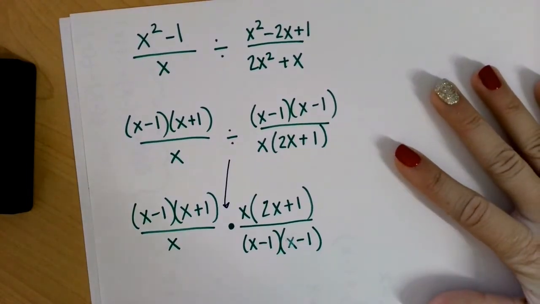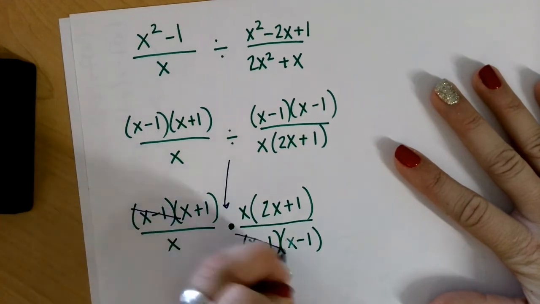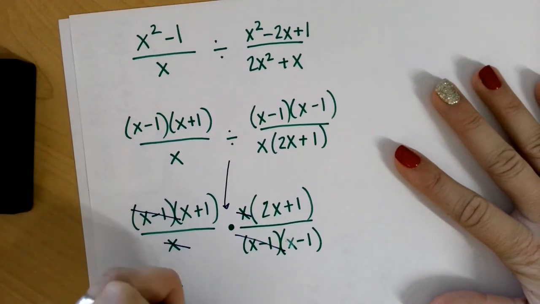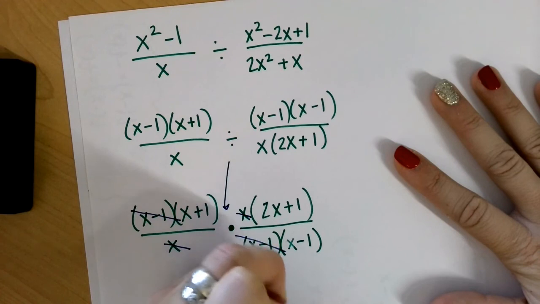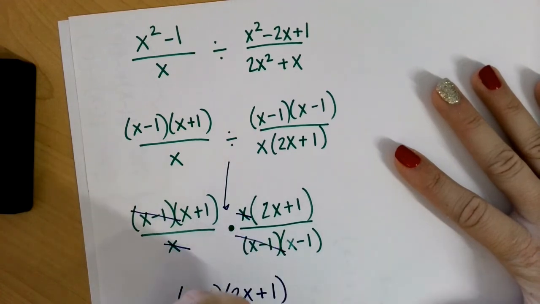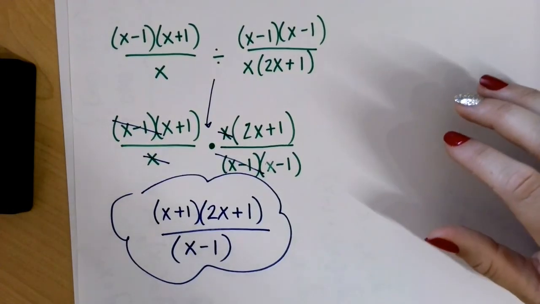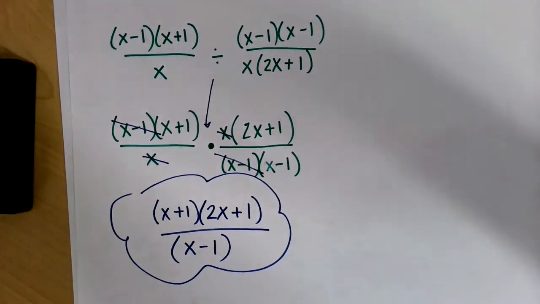Now I'm looking again for things in common. So I see that I've got an x minus 1 here and an x minus 1 here. I've got an x and an x. So I'm left with x plus 1 times 2x plus 1 all over x minus 1. And again, you need to find the x values that do not work for this expression. But again, if you just preview back a little bit, you will be able to find the method to doing that.